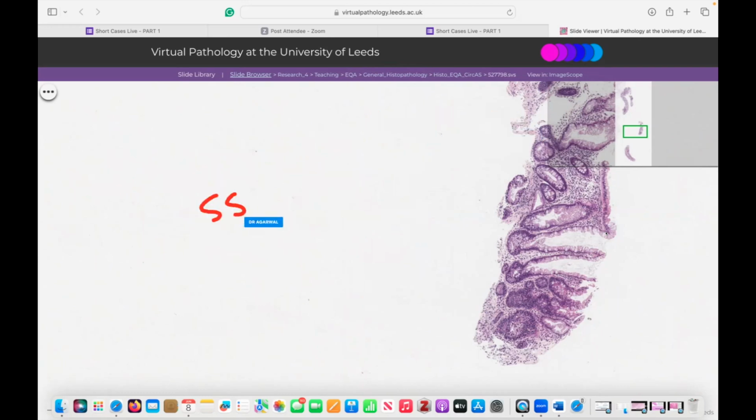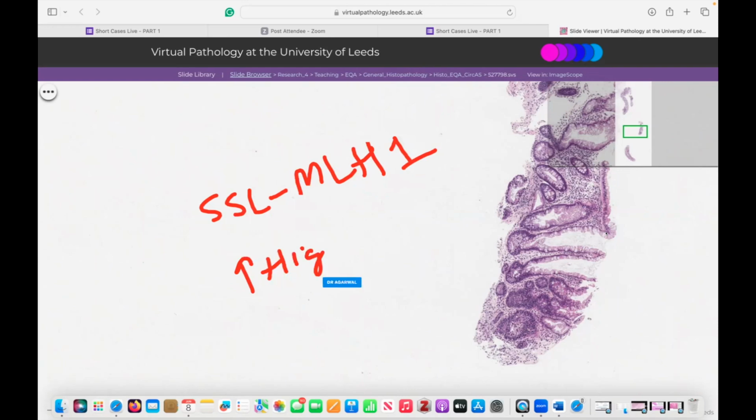SSL lesions have MLH1 loss. So this will be your remark. SSL lesions will have MLH1 loss, and they have higher risk. Since they have low grade dysplasia, these will have high risk.